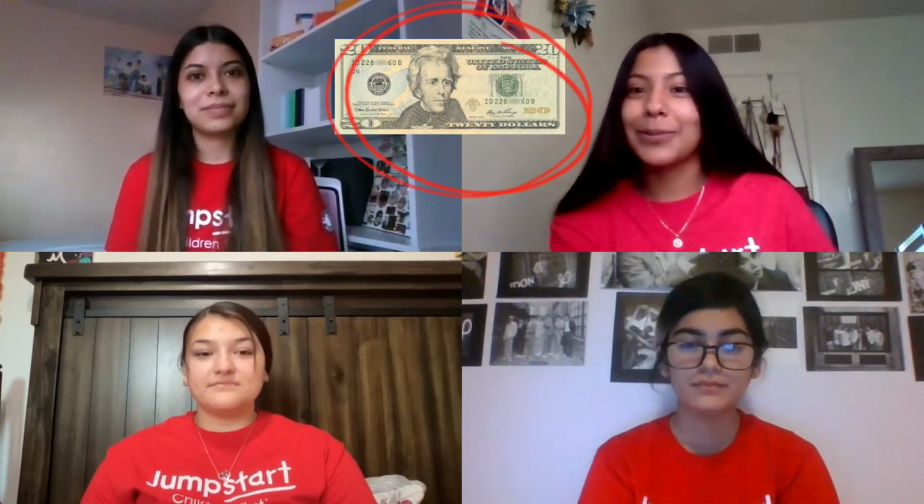Okay friends, this is what the $20 bill looks like. It is worth 20 whole dollars. Which one is bigger? The $20 bill, the $10 bill, the $5 bill, or the $1 bill? You're right. The $20 bill is bigger than the rest of the bills. What about the $50 bill? Do you know what a $50 bill is worth? Let's go on to Jennifer to tell us about it.